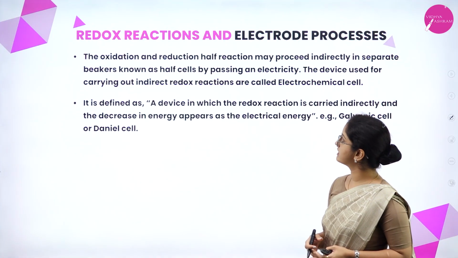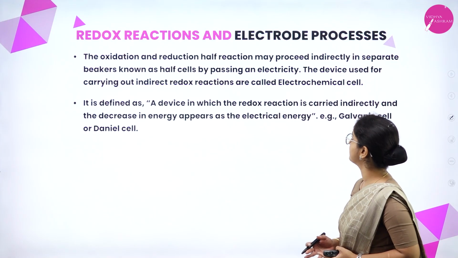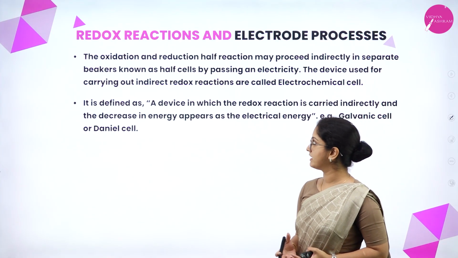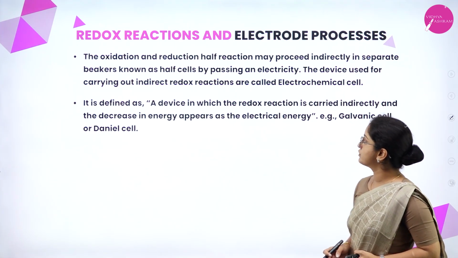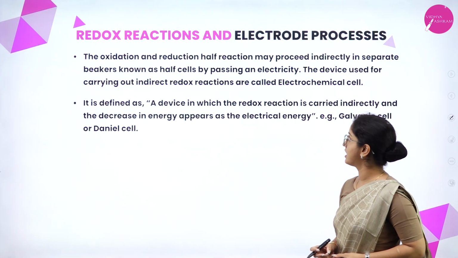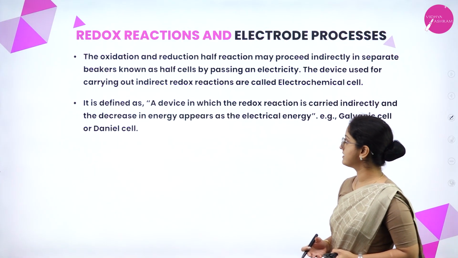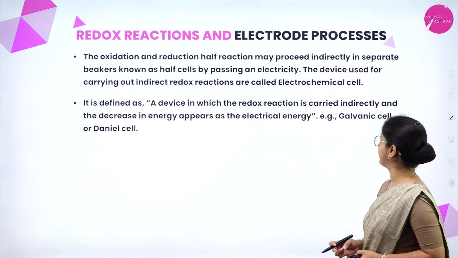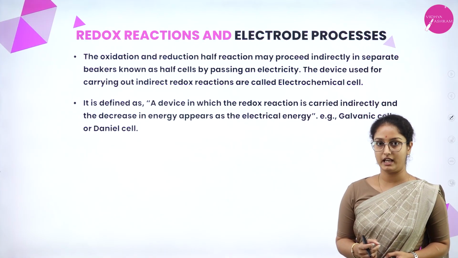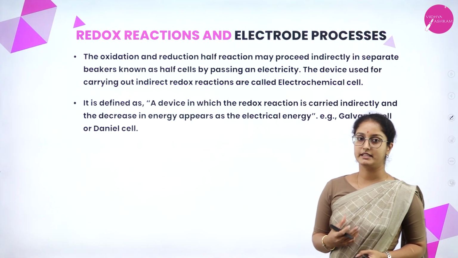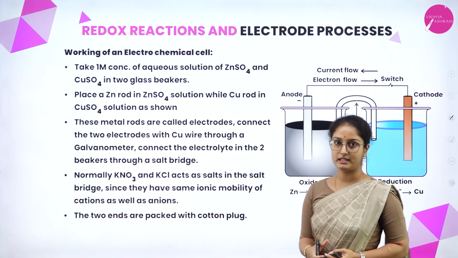So let us see what redox reactions and electrode processes are. The oxidation and reduction half reactions may proceed indirectly in separate beakers known as half cells, by passing an electric current. The device used for carrying out indirect redox reactions is called an electrochemical cell. Therefore, an electrochemical cell can be defined as a device in which the redox reaction is carried out indirectly and the decrease in energy appears as electrical energy. Examples are the galvanic cell or Daniell cell. Now let us understand the working of an electrochemical cell.